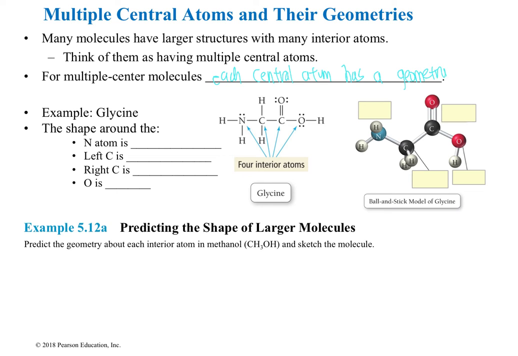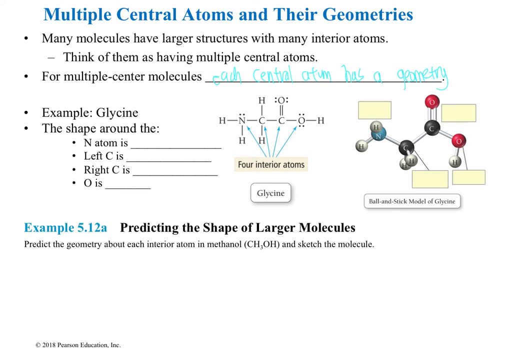So how do you know if it's a central atom or not? Well, a terminal atom is only connected to one other atom, so those will not have a geometry. So if we have 2 or more atoms, then we'll have a different geometry. So here's glycine. It has 4 central atoms, so we're going to look at each one.